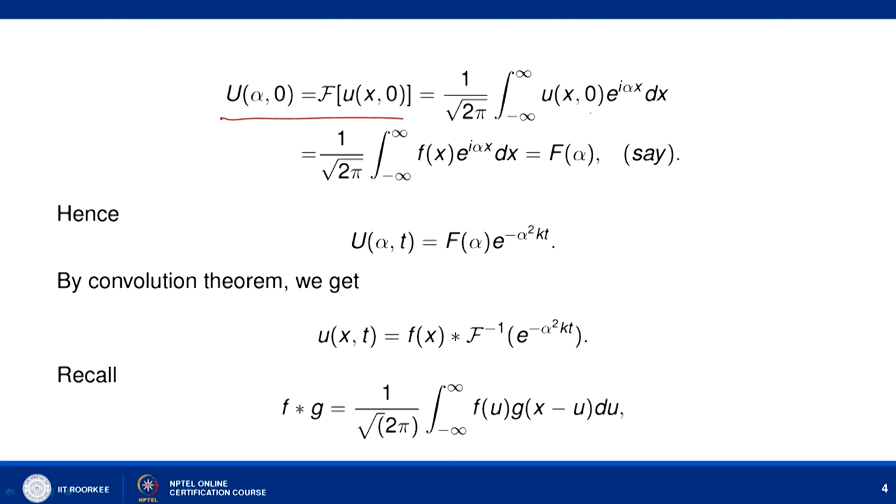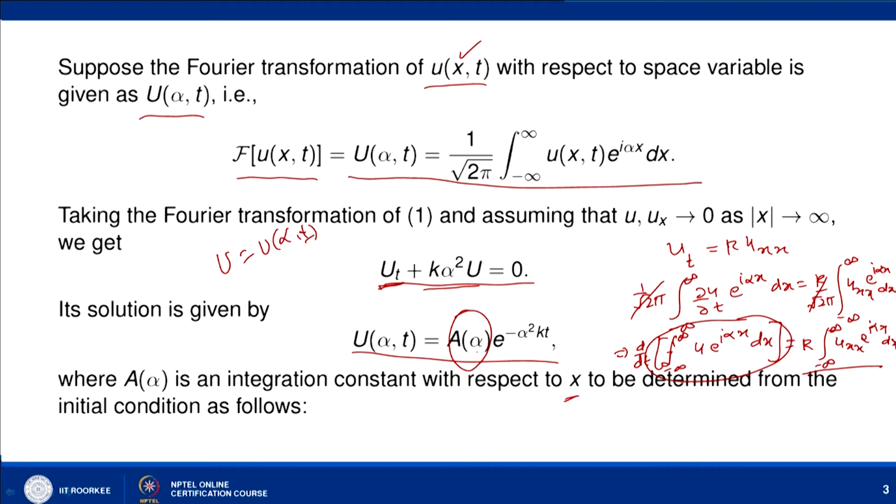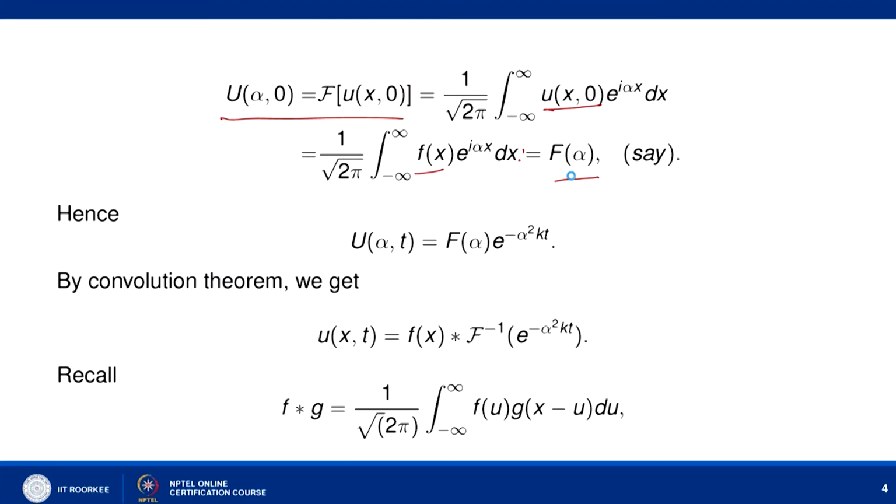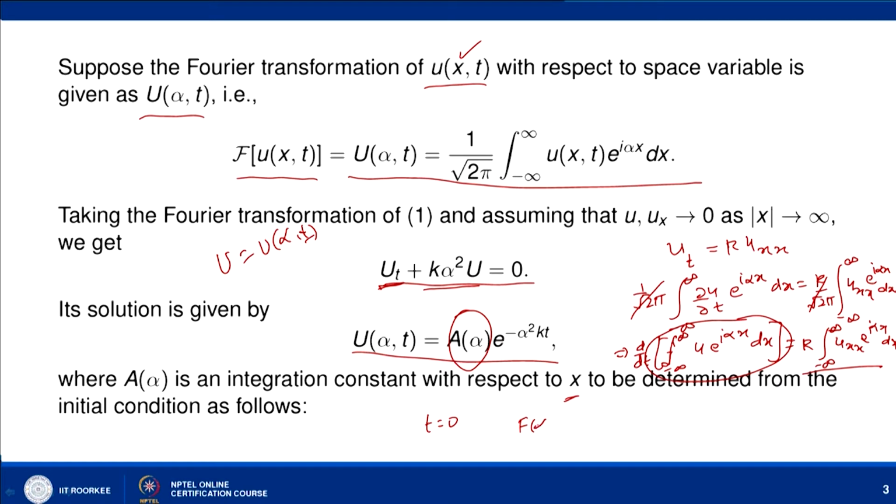Now let us denote this quantity as F of alpha. So we are writing 1 upon root 2 pi times the integral from minus infinity to infinity of u(x,0), which is f of x, e to power I alpha x dx, and we denote this as F of alpha. So it means the Fourier transform of f of x is given by F of alpha. Using this initial condition, we have u alpha t equal to A alpha e to power minus alpha square k t. Now put t equal to 0, then u alpha 0 is coming out to be F of alpha. So we can write F of alpha equal to A alpha, and this exponential is 1.